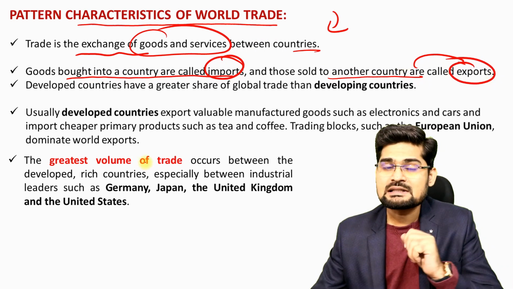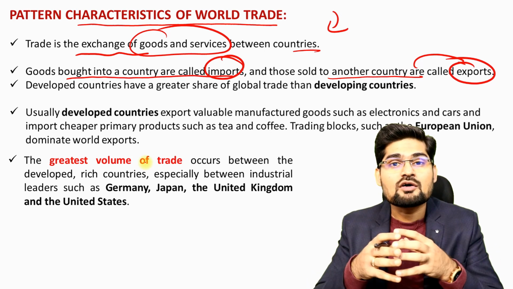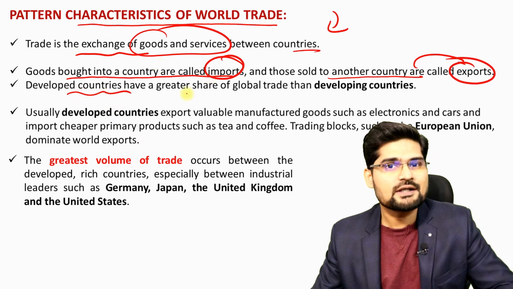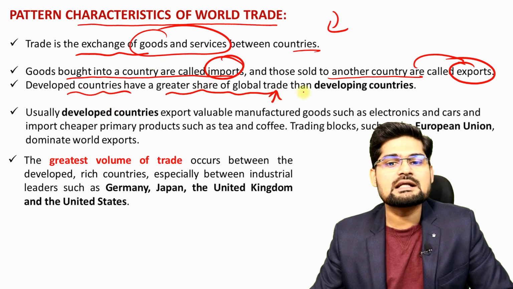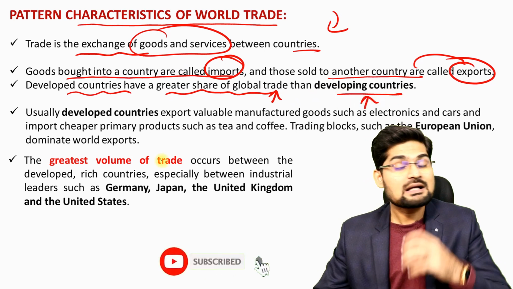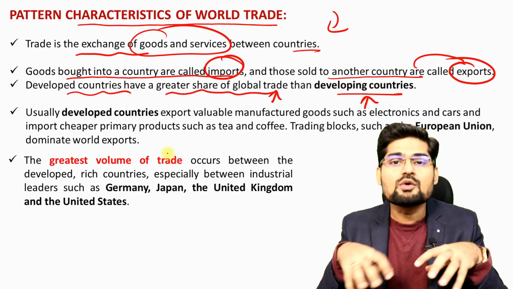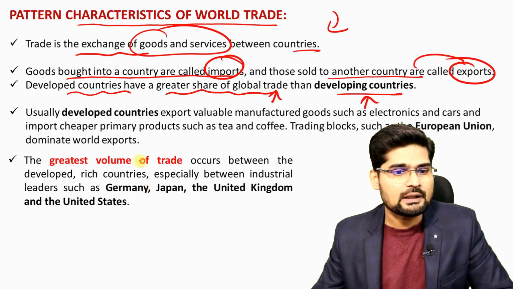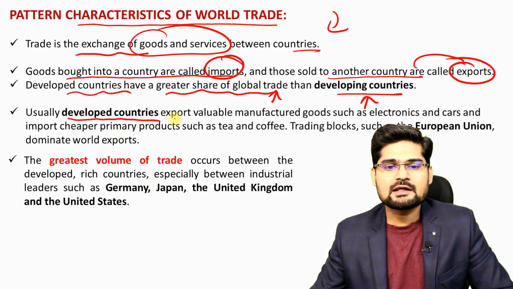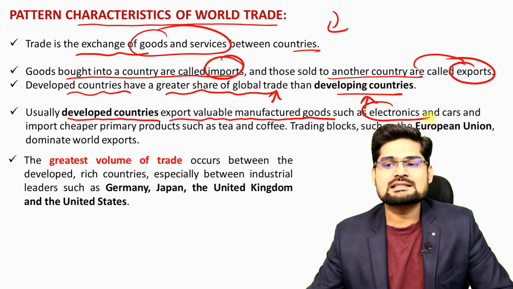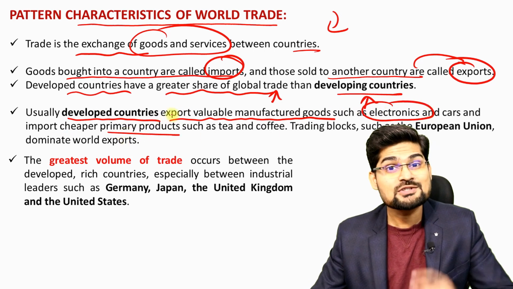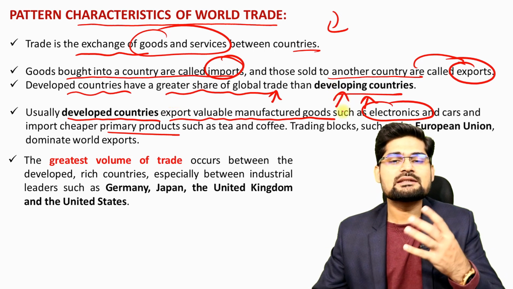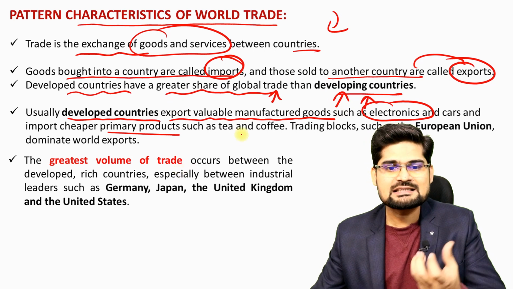Now there is a pattern emerging out of the developed and developing connotations. If you observe, developed countries, the first world countries, right, have a greater share of global trade than the developing countries. What does it mean? That developed countries control virtually the entire trade across the world. So the pattern will look in a particular way. Usually the developed countries export valuable manufactured goods such as electronics, cars and other consumer goods to the developing countries, right? So developing countries are virtually markets for the developed ones, right? This is what is happening across the world.